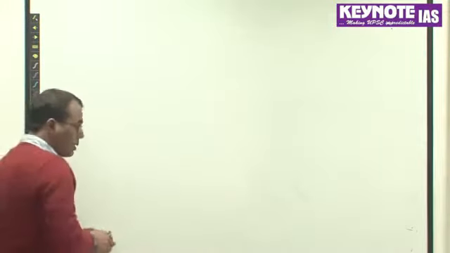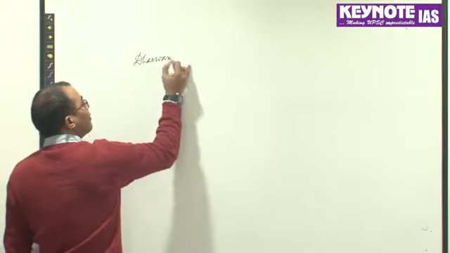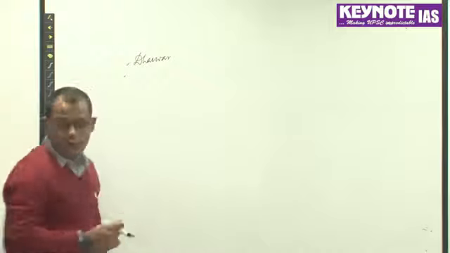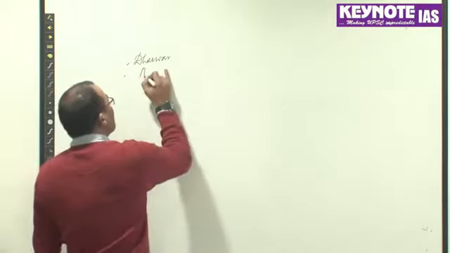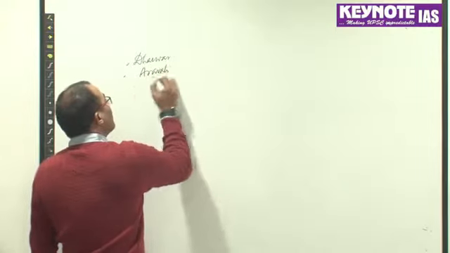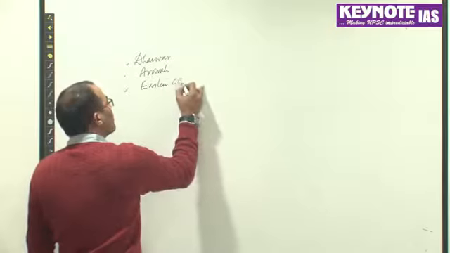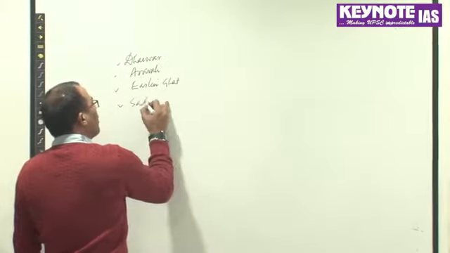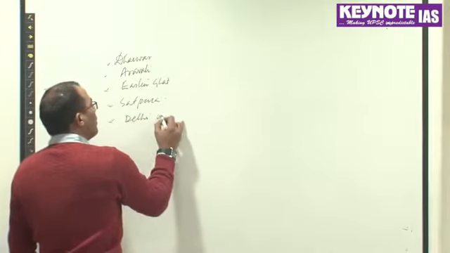The sequential order of formation would start with first Dharwar, then you will have Aravali, Eastern Ghat, Satpura and Delhi orogeny.